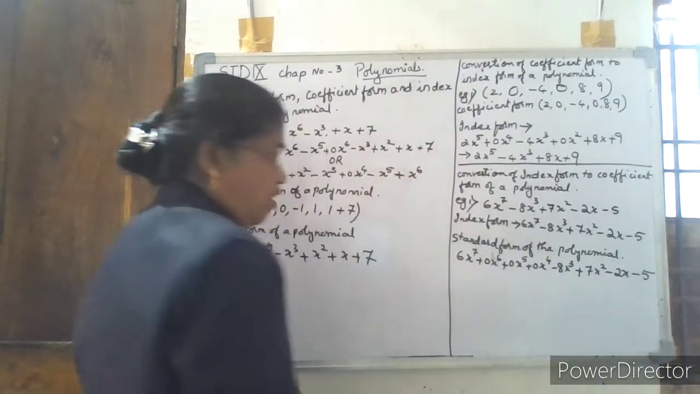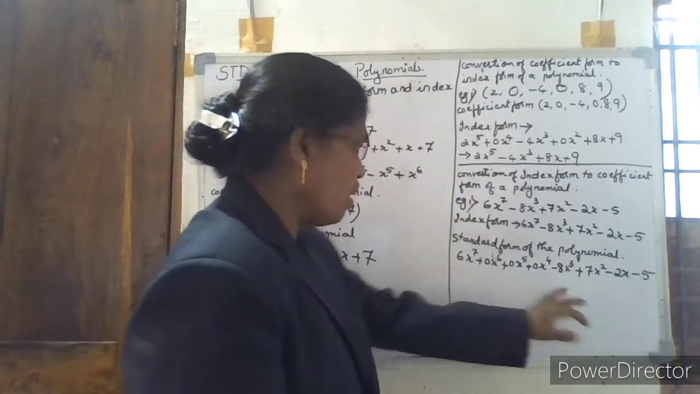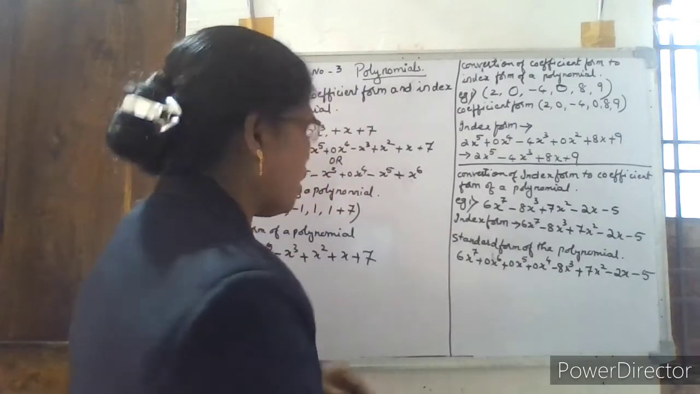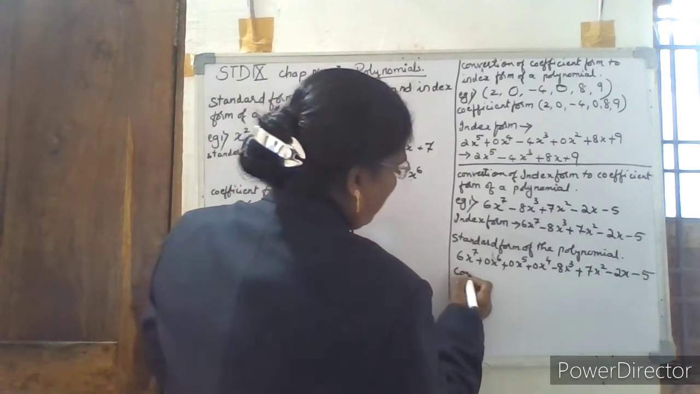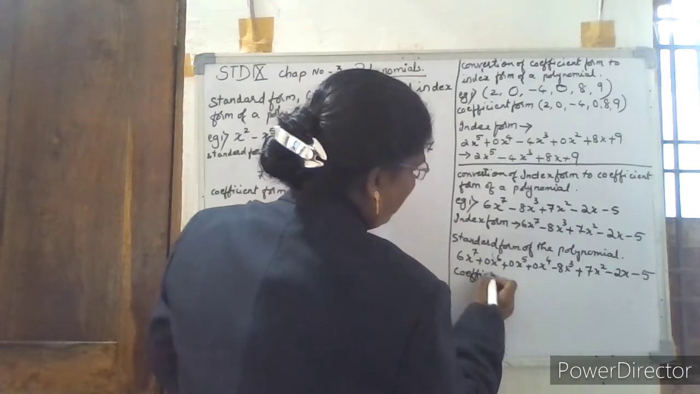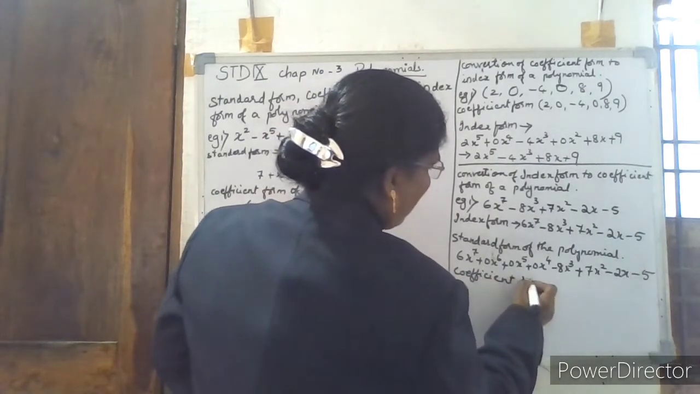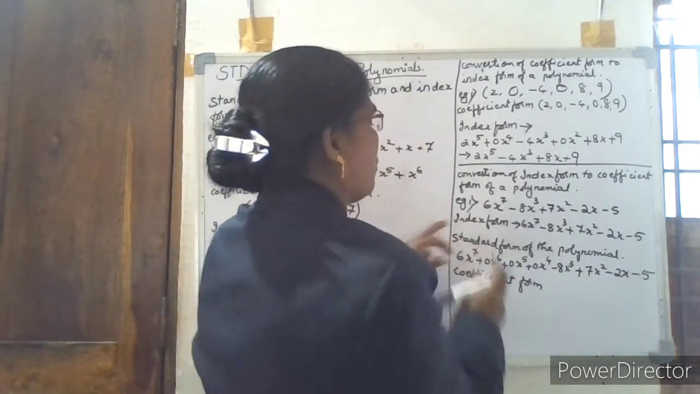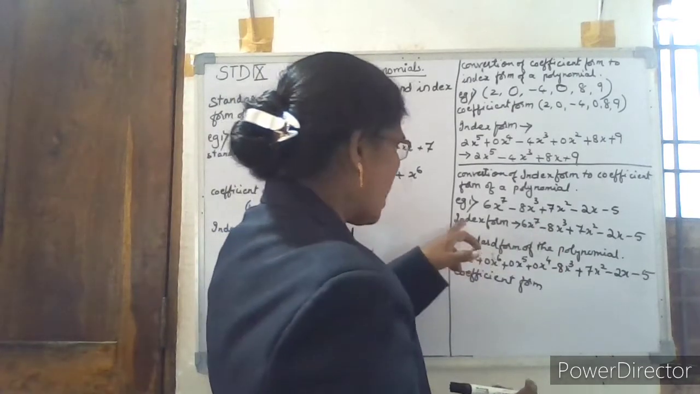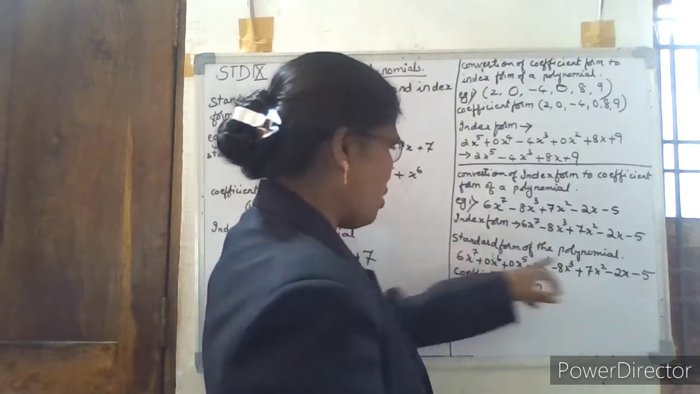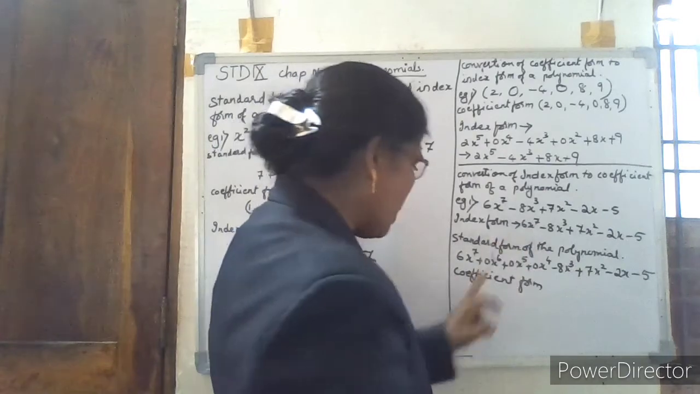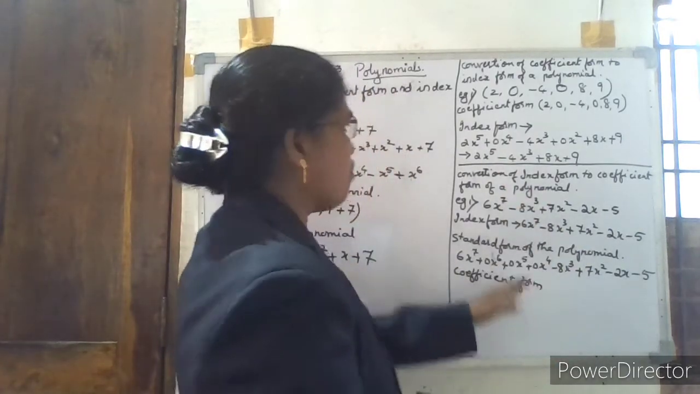This is the standard form of the polynomial. From the standard form, it is very easy to get the coefficient form. Always when you are given the index form, write the index form in the standard form of the polynomial and then go to the coefficient form. That would be easier and more convenient.